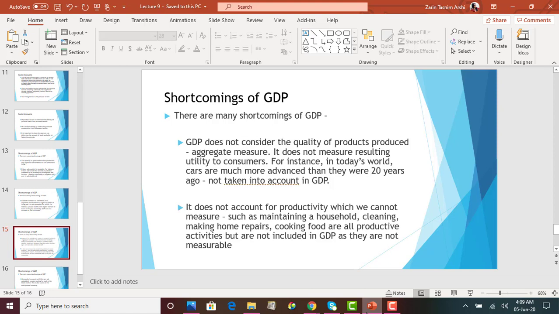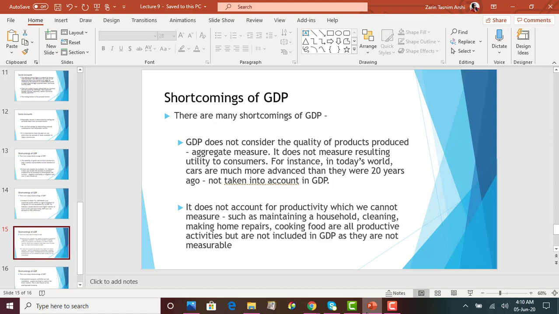Another example would be, in today's world, cars are much more advanced than they were 20 years back, right? They are more fuel efficient, and they have more features and qualities, but these are not taken into account in GDP. This car technology has improved so much over 20 years, but we have only looked into the quantity, we have not focused on the quality.